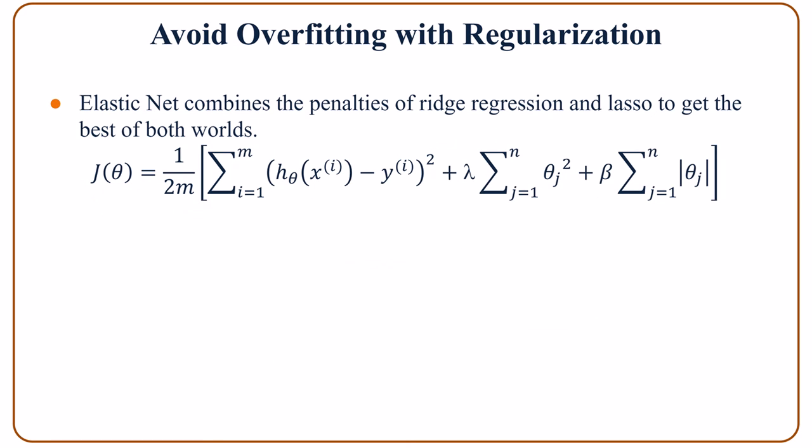A model called elastic net combines penalties of ridge regression and lasso regression to get the best of both worlds. And here in the cost function of elastic net, you can see both L2 and L1 penalties.